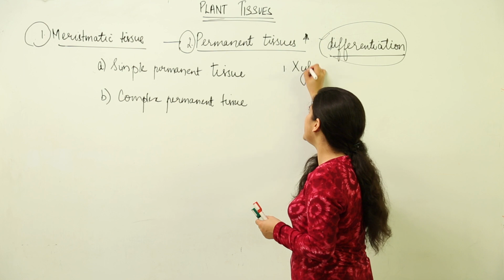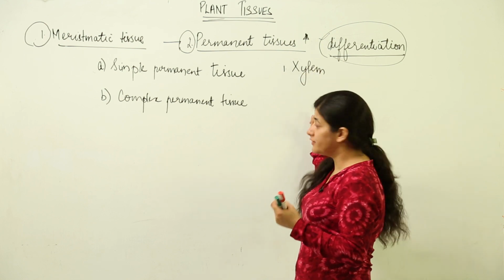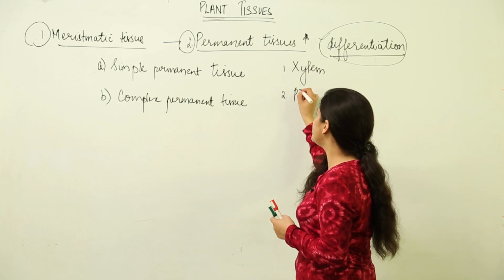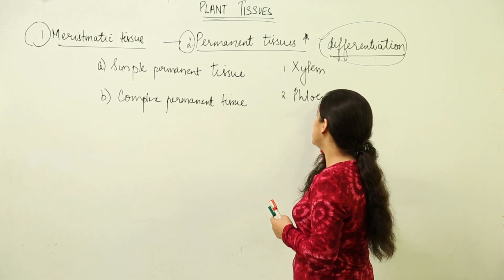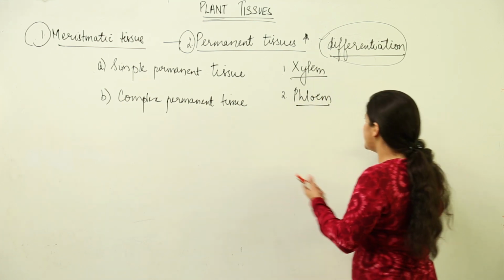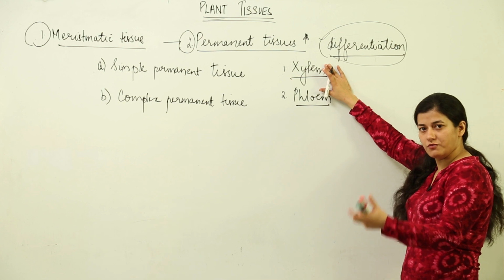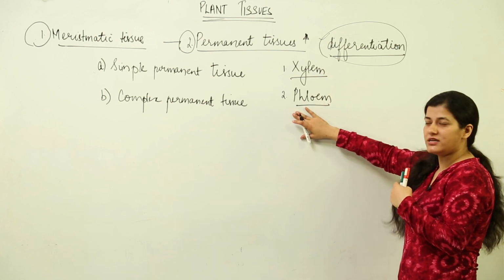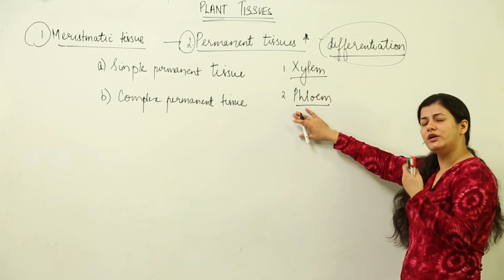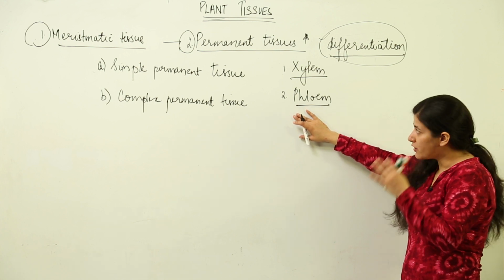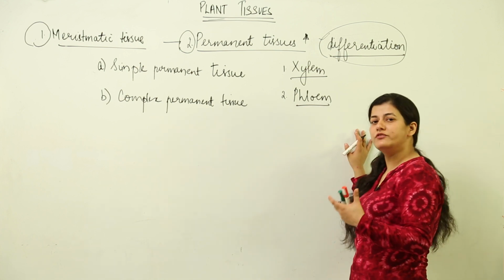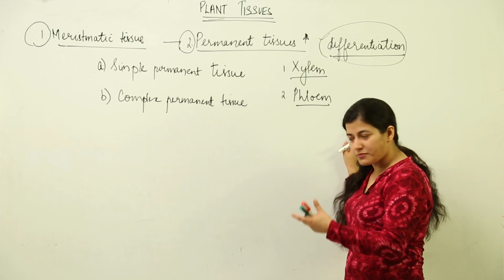First one is xylem, that is the water bottle of the plant, and then other one is phloem, that is the tiffin. To be very specific, xylem carries the water from the roots to the tip, and phloem carries the food content, whatever is formed in the leaves. Because we are talking about tissue, we have to deal with the cellular composition as well.